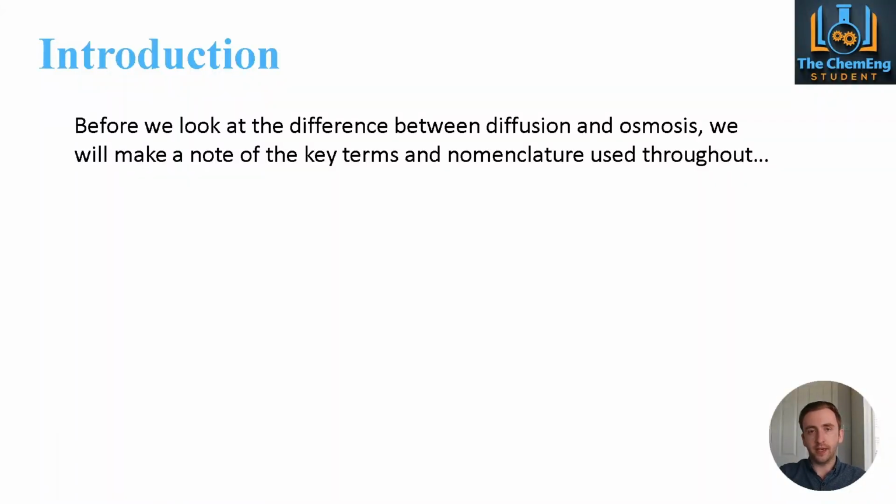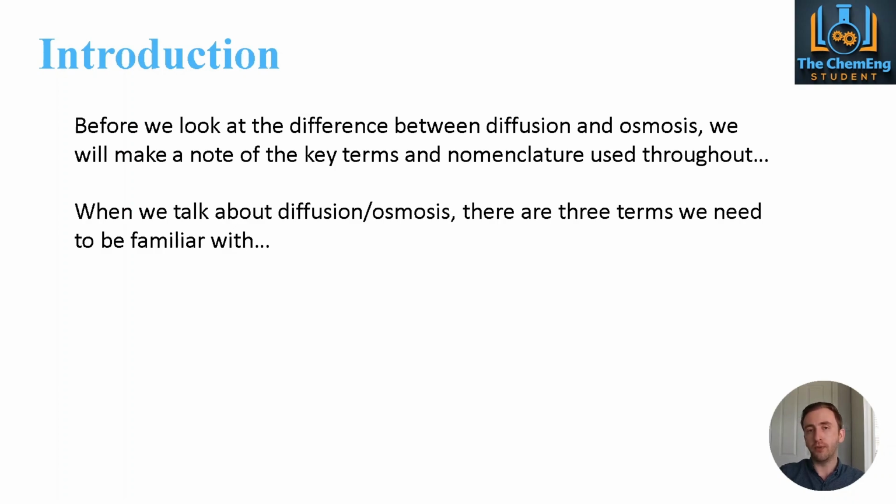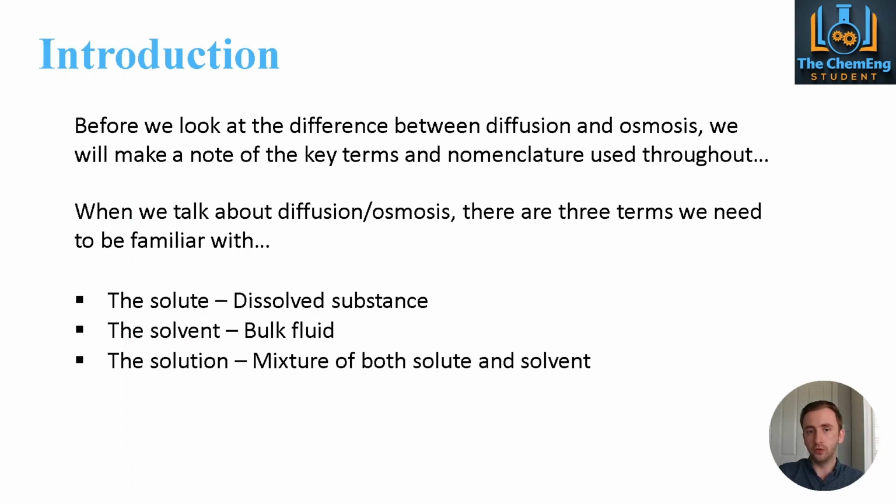Before we look at the key distinctions and differences between diffusion and osmosis, it's good to make a note of the key terms in the nomenclature that we are going to be referring to throughout. When we talk about these two terms, there are three things that we need to be familiar with that correspond to both diffusion and osmosis. Those are known as the solute, the solvent, and the solution. The solute is the substance that is dissolved. The solvent is the bulk fluid, and the resulting mixture is known as the solution.